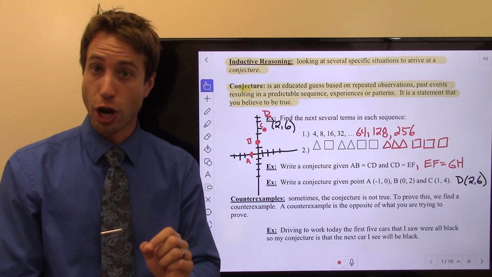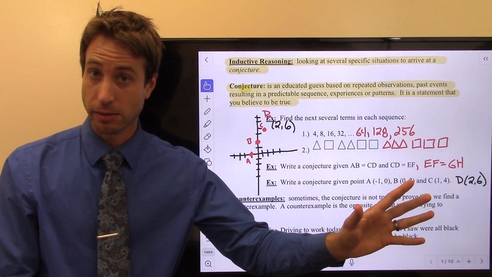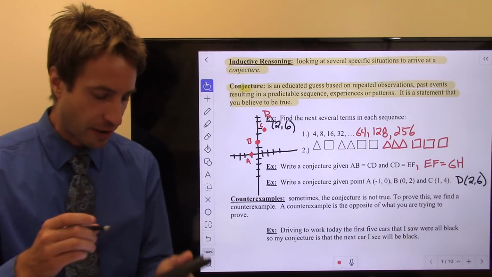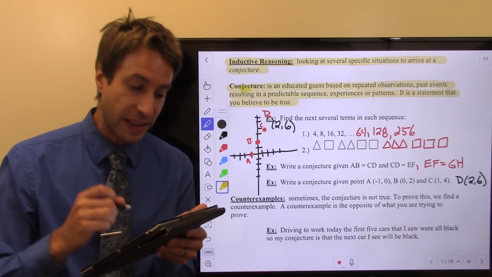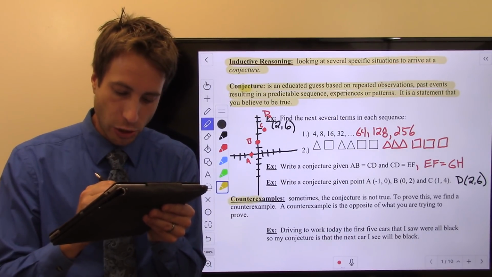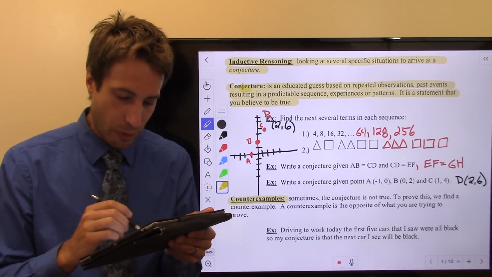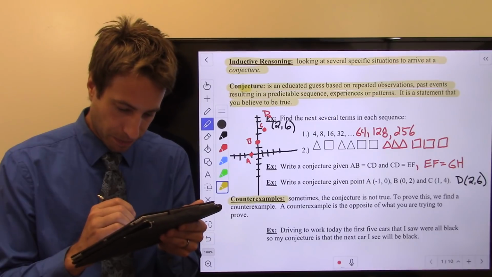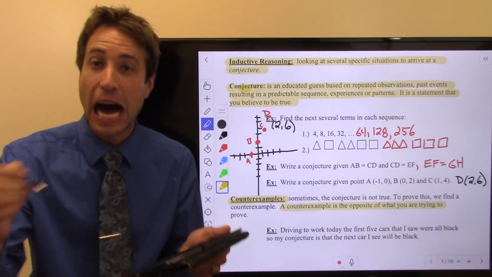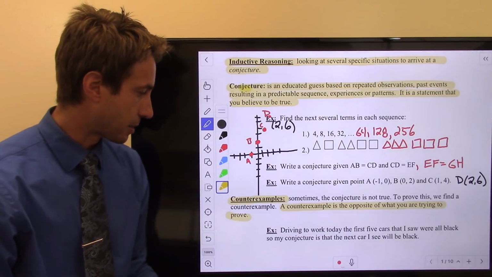How do I show that a conjecture is false? I've made a hypothesis. How do I prove that it's false? It's very simple when it comes to proving by inductive reasoning that something is false. You're simply looking for a counterexample, all right? And this is the way, right? Using a counterexample. It's the opposite of what you're trying to prove. Super easy.